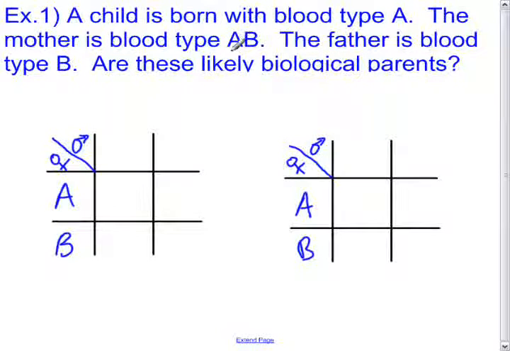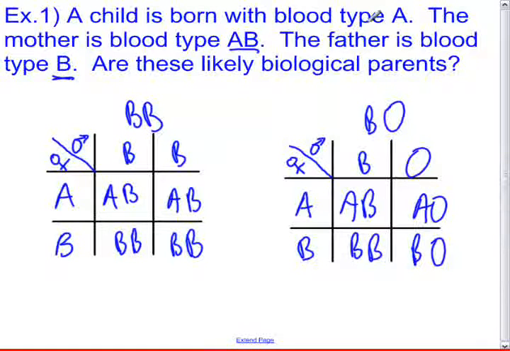The mother is type AB, which leads to either AB and AB. It's the same, there's no change, but the father is blood type B. We don't know if the father is homozygous for type B or heterozygous for type B, so we need to do a Punnett square for each in order to determine this.